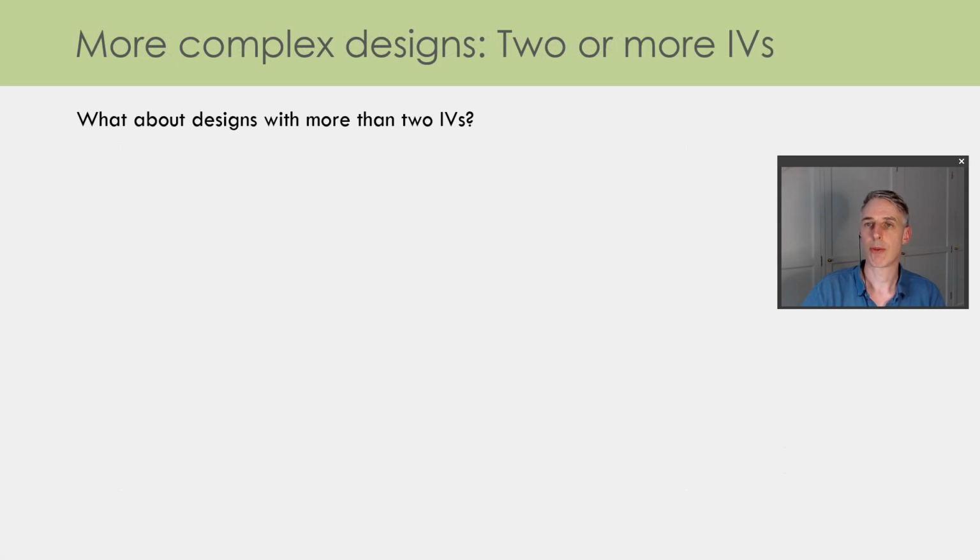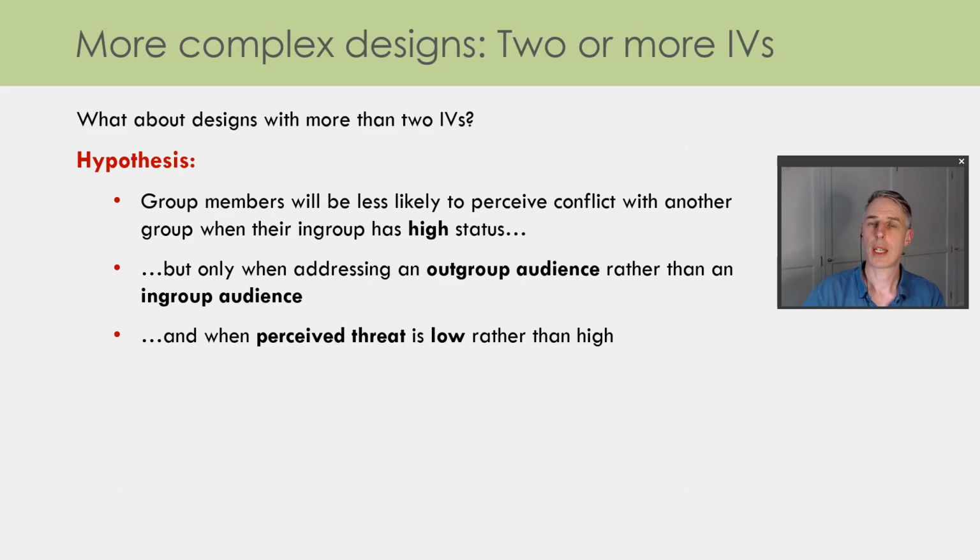So let's finish off by considering an even more complex design. What about designs with more than 2 independent variables? Well, let's take our core hypothesis that group members will be less likely to perceive conflict with another group when their in-group has high status. And now we've got our first moderating variable, that's only going to happen when addressing an out-group audience rather than an in-group audience. But we might in turn theorize that we're only going to see these effects when perceived threat is low, rather than high. So we're only going to see an effect of status, that sort of strategic effect of status, when perceived threat is low.